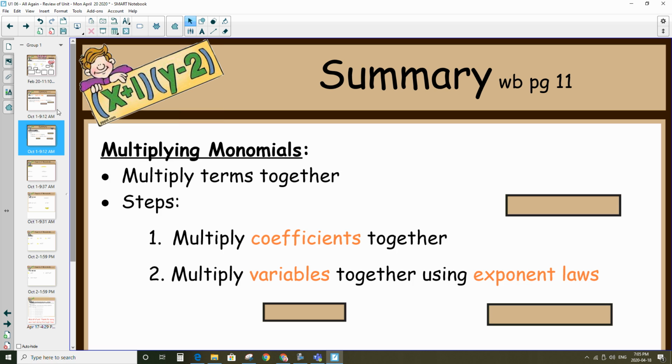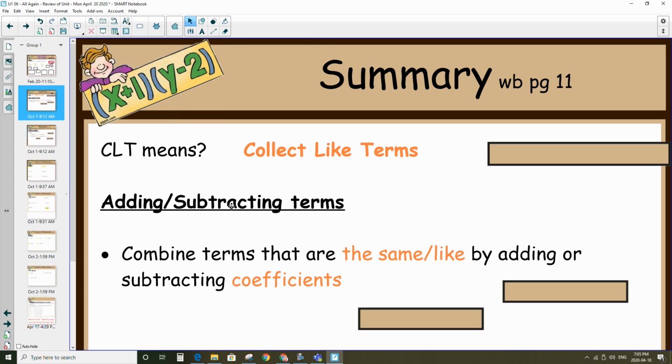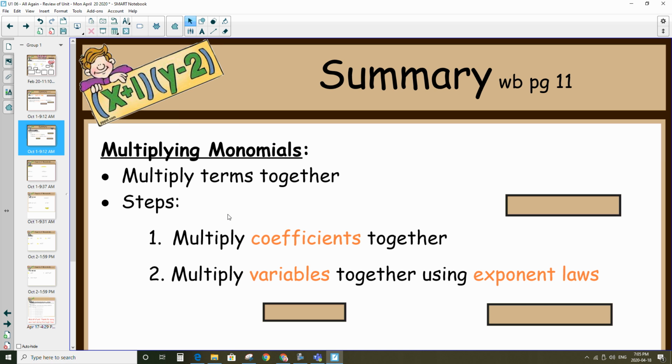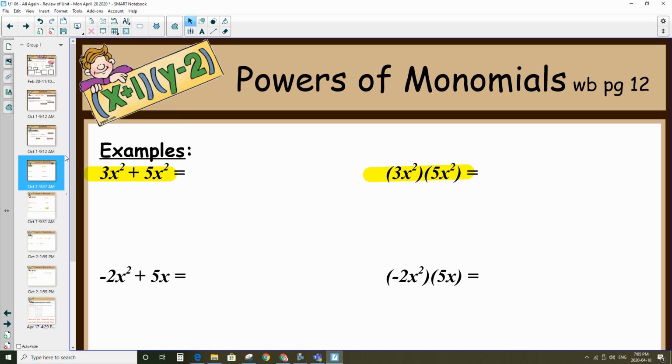All right, so when you're adding or subtracting terms, you don't do anything with the variables. The variable stays the same. You're just adding or subtracting the coefficients in the front. When you're multiplying monomials, you multiply the coefficients, and then you also use the exponent law on the letter part. Okay, so let's do a couple here so you can see how they compare.